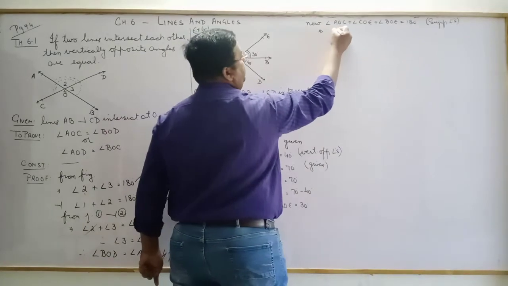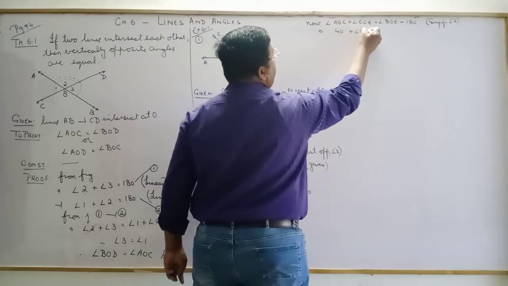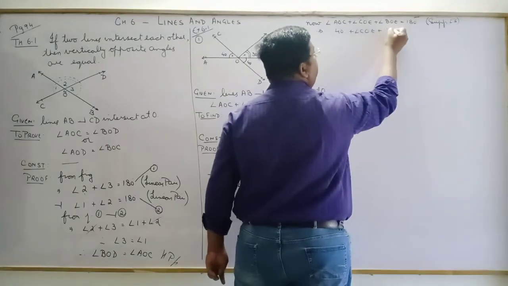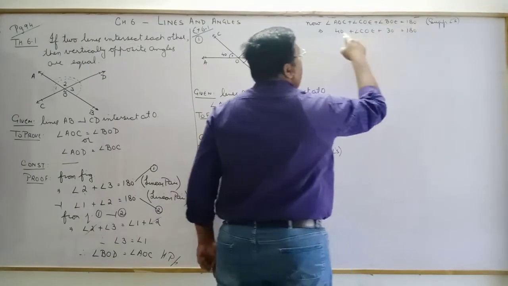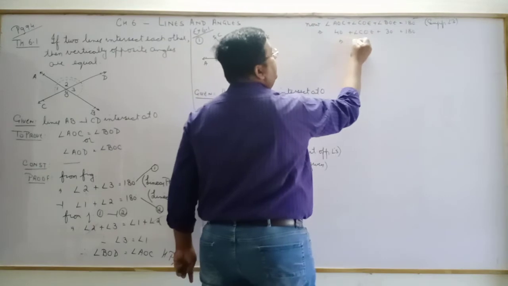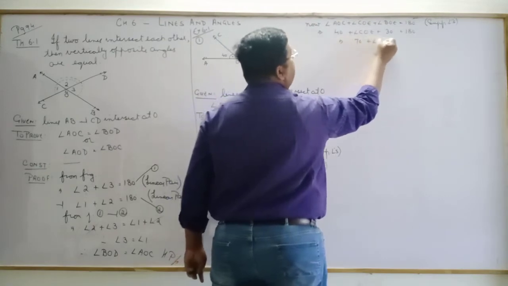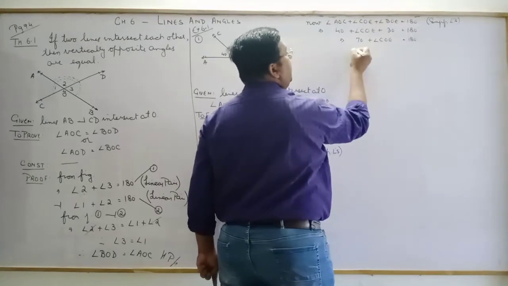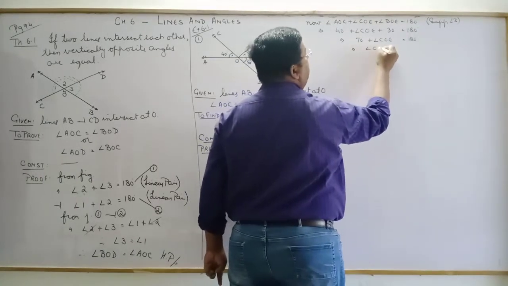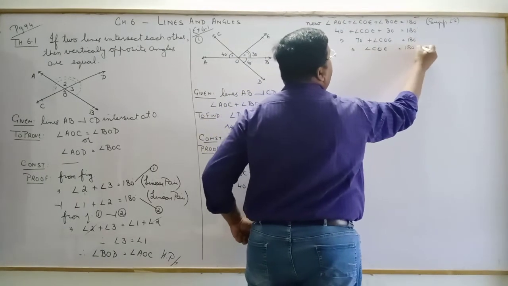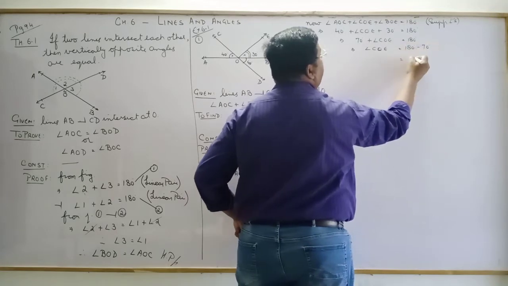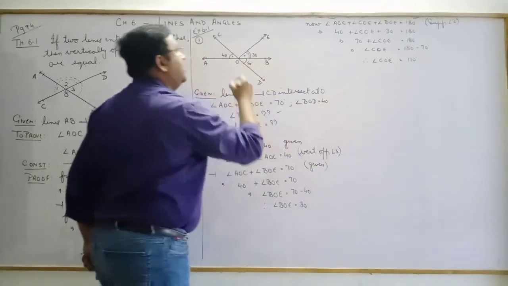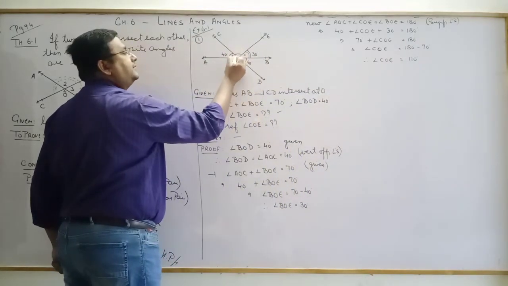Angle AOC is how much? 40. Angle COE we do not know. Angle BOE we have calculated as 30. 40 plus 30 is 70. Plus angle COE is equal to 180. The 70 goes over here as minus 70. Angle COE equals 180 minus 70. That is 110. Is this a reflex angle? No. This is 110.